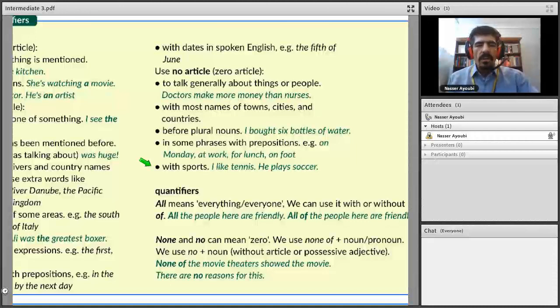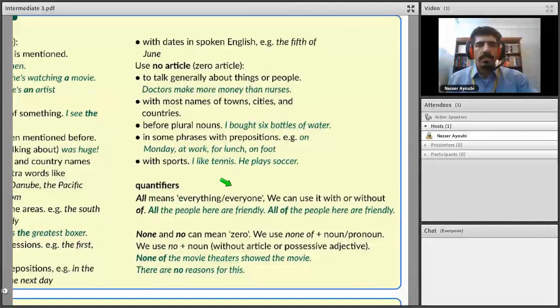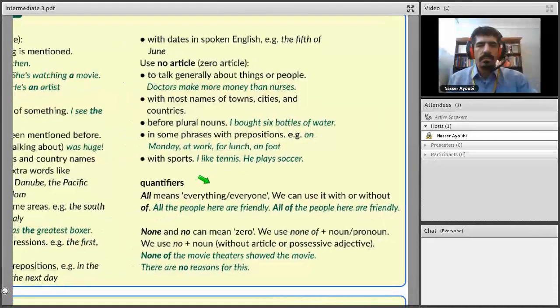How about quantifiers? So, all means everything or everyone. We can use it with or without of. All the people here are friendly. All of the people here are friendly.